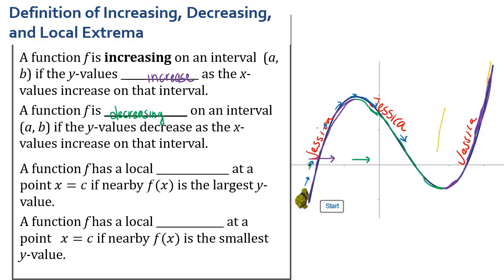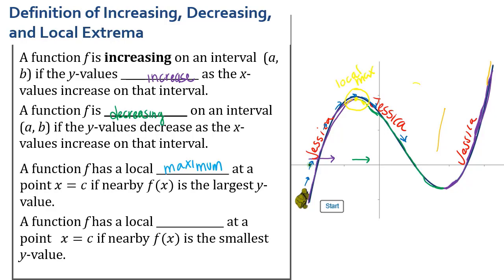All right, local extrema. A function has a local maximum at a point x equals c if nearby f of x is the largest y value. So let's talk about what that means. I always call it like a neighborhood. If I drew a neighborhood right in here, I could say that's a local maximum because on either side of that y value or x value, the points are below it. So this would be a local maximum.